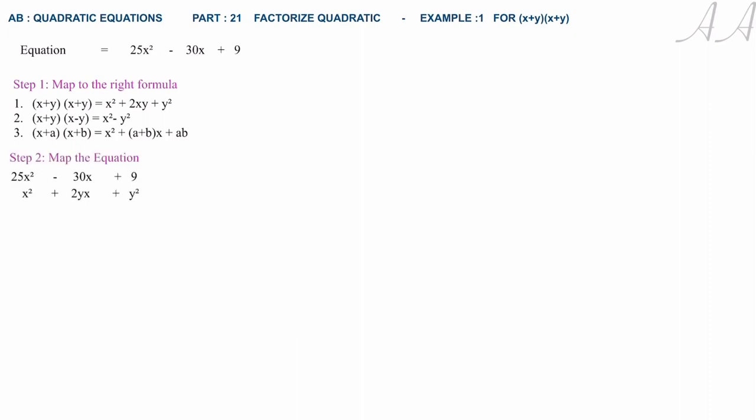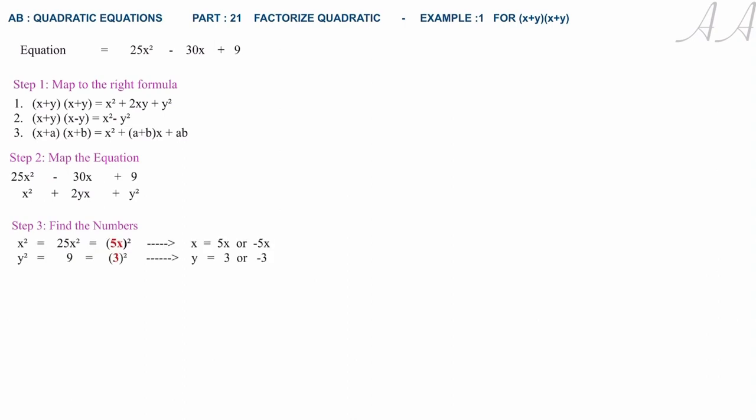Step 2 is mapping the equation. The way we map the equation is we write the equation we're currently solving over the formula we just selected. So here's our equation, and here's the formula number 1.